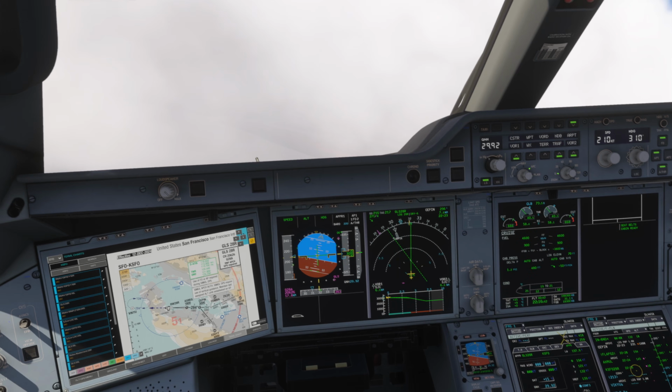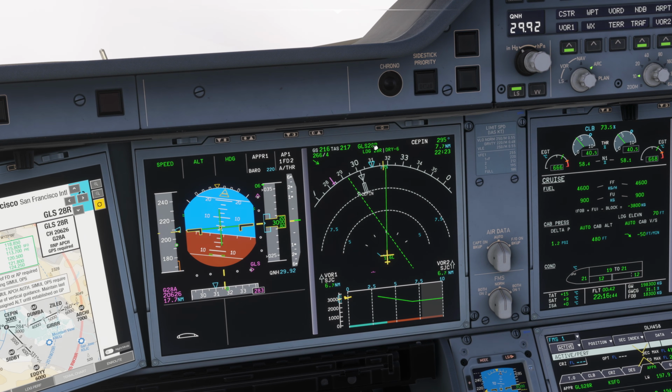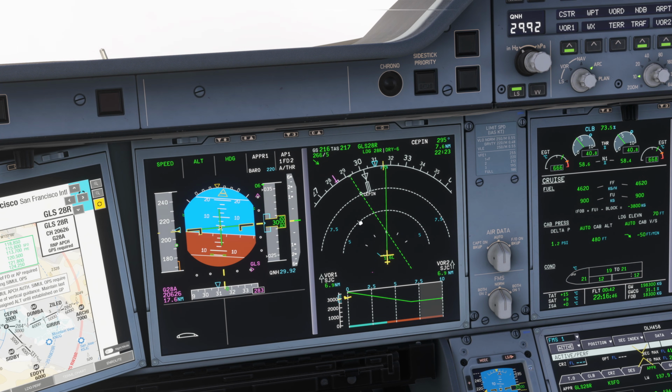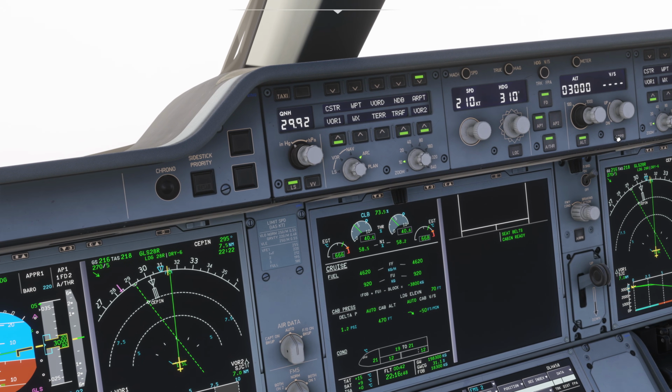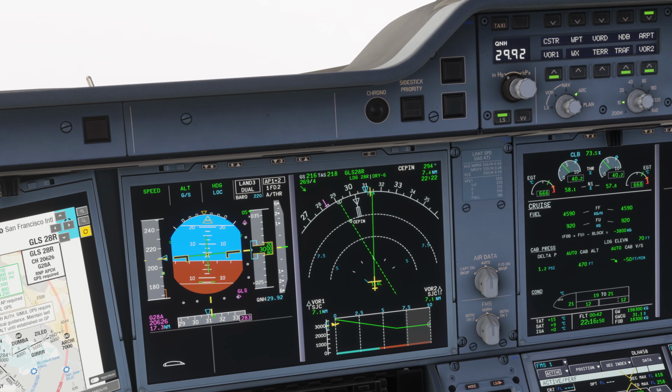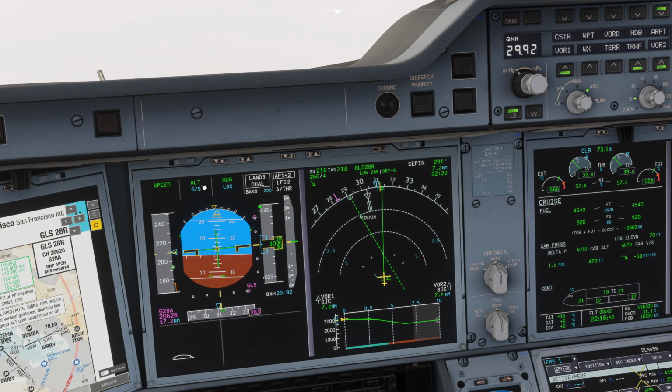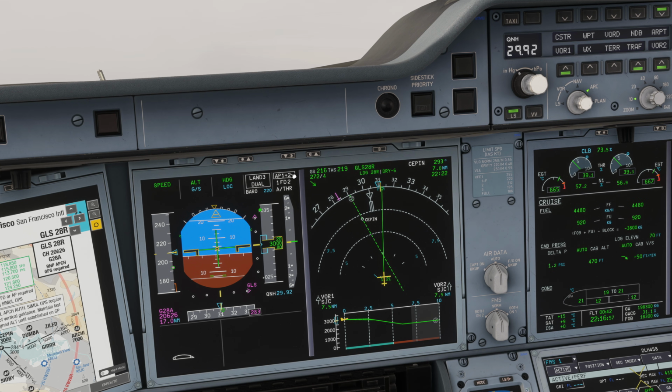Now let's go ahead and release the active pause over here so that we can start to fly the approach. We're currently inbound for the GLS runway 28 right in San Francisco, and we've just been cleared for the approach. So let's press the approach button, and we can also engage the second autopilot. And you can see glide slope and localizer are in blue. We get the Land 3 dual, autopilot 1 and 2.